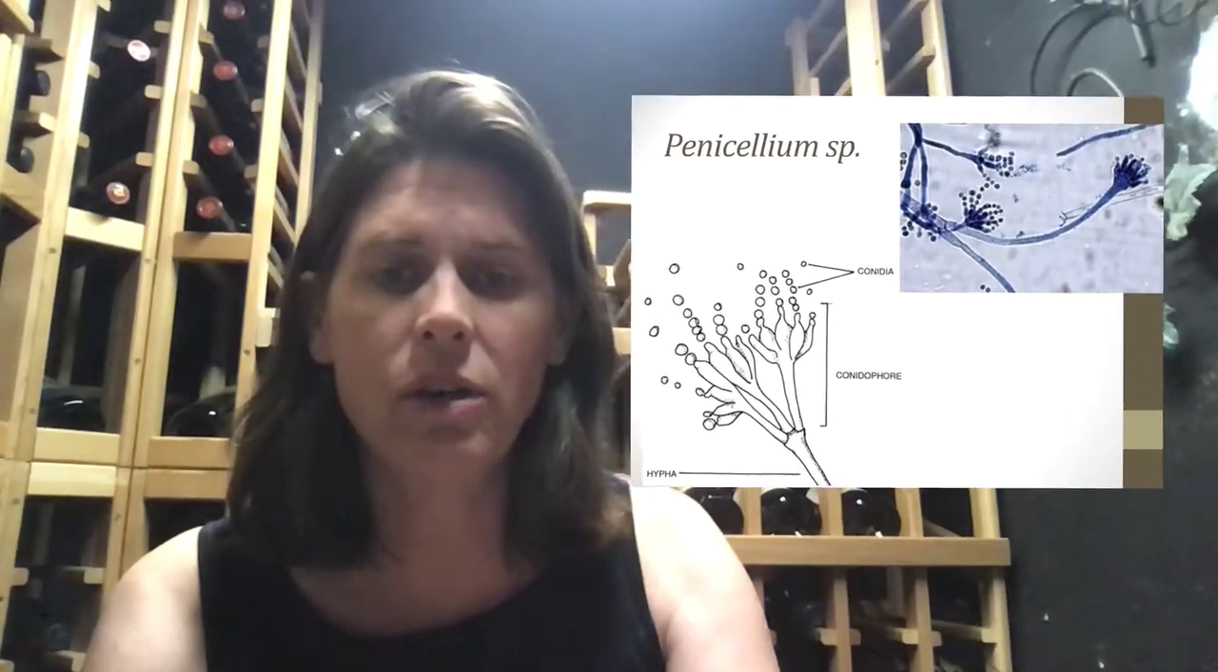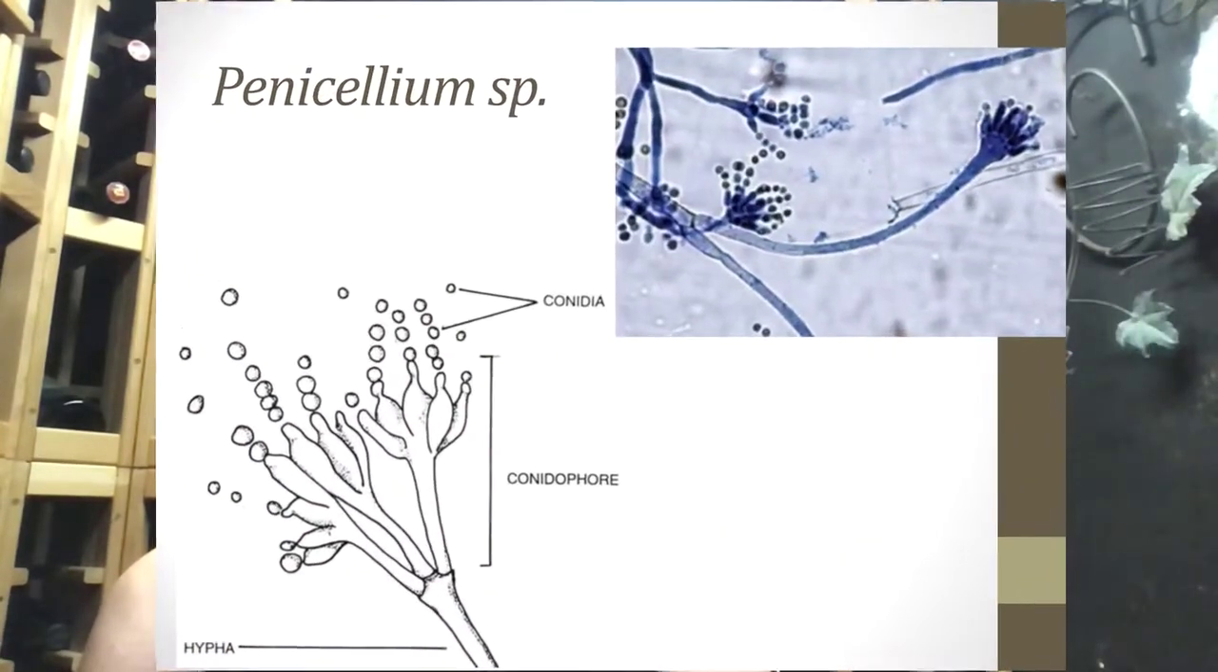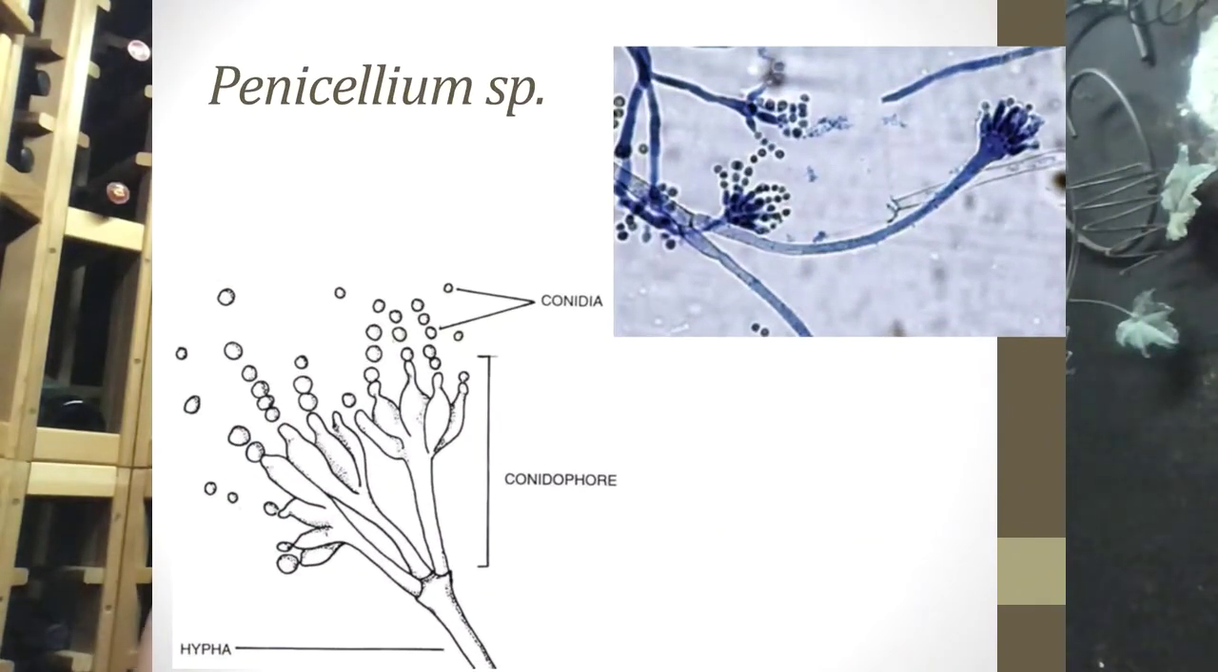Let me show you another structure that can be produced. Penicillium is also a type of ascomycete, and here we're going to see conidia that are formed. This is more the asexual form of reproduction. The hyphae will branch and form the aerial conidiophores, and then at the end of the conidiophores, they will divide and produce the individual conidia.